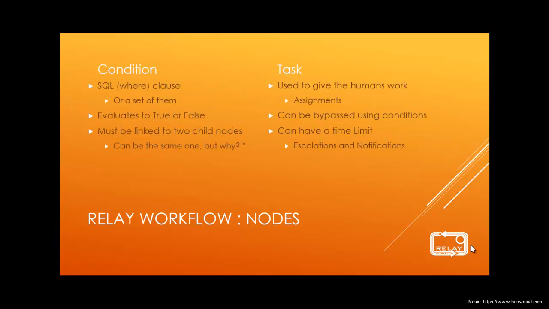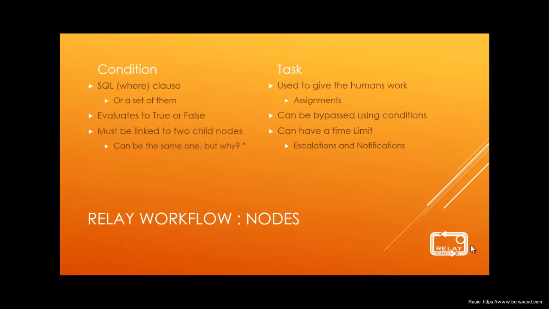Conditions are forks in the road. They use a condition or a set of conditions to determine which path to take. This node must be connected to no more than 2 child nodes. The output can be linked to the same child node, and there are a few examples as to why you would do that.